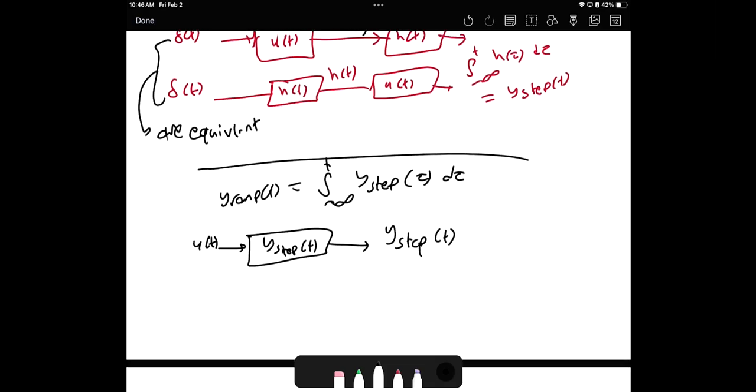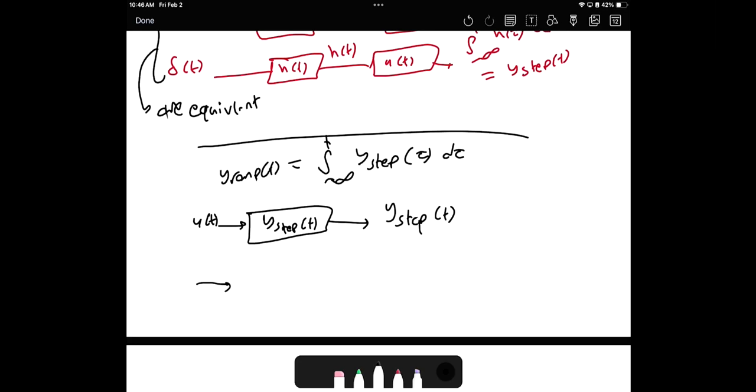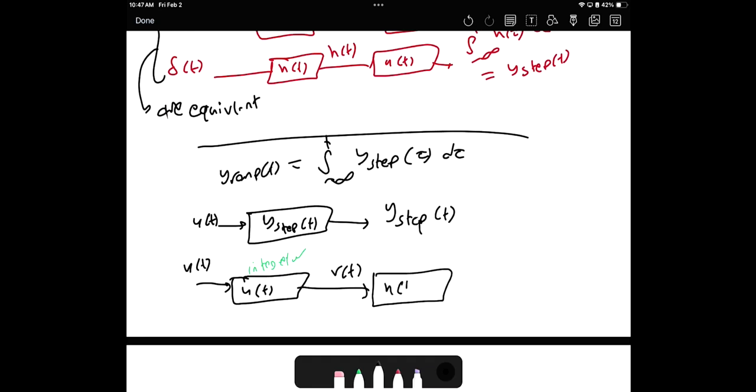Now, how about if we do u of t first, then convolve with u of t. U of t means integrator. Integrator means the integration of u of t is r of t. And when we have r of t convolved with h of t, the output will be, instead of y step, y ramp. Because whenever you have the input r, it will be the ramp response, right? So it will be y ramp of t, which is basically the integration from negative infinity to t of y step.